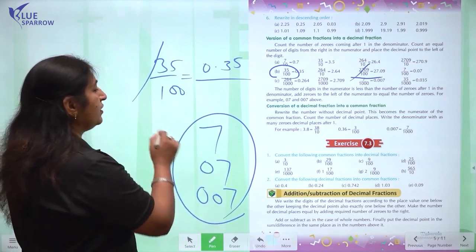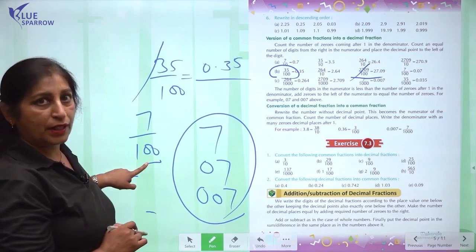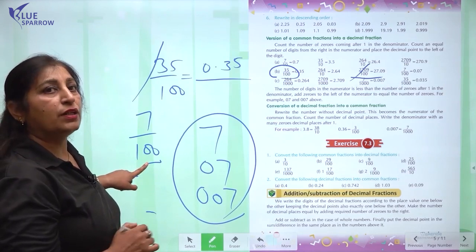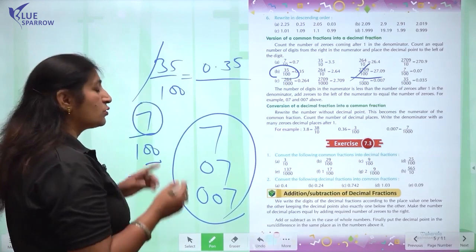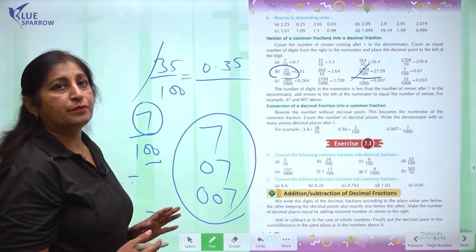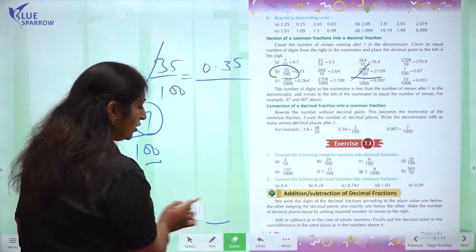Suppose the number is 7 upon 100. Now you know that there are 2 zeros in the denominator with the 1. So we have to leave 2 places from the right side, but we have only 1 digit. So just put a 0 before it so that you can get the 2 places. So it would be 0.07.